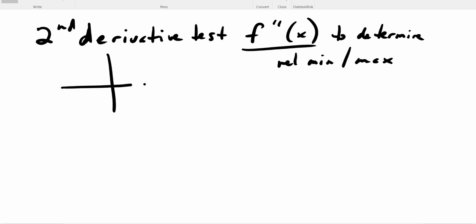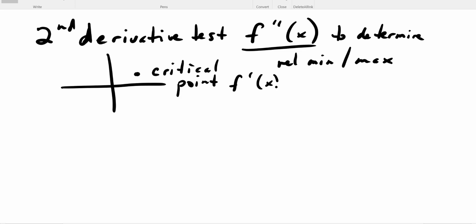If I gave you an axis here, and I said that this was a critical point. Okay, that's a critical point. So basically, f prime of x is equal to 0. So I'm going to have two cases here. The first case, again, we're going to use the second derivative test. Let me put that point back here. Let's say the graph looked like this.